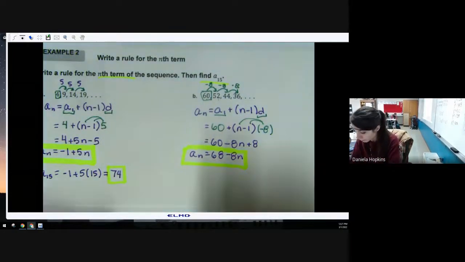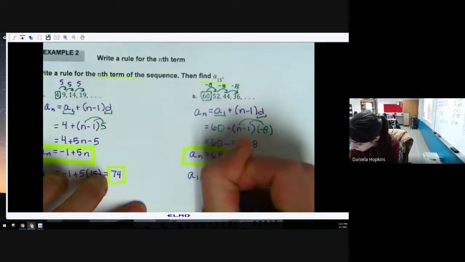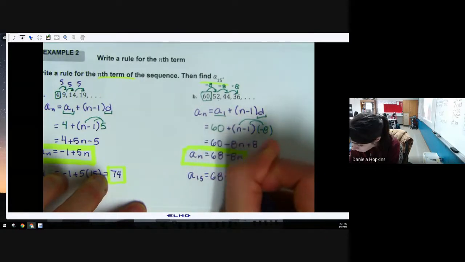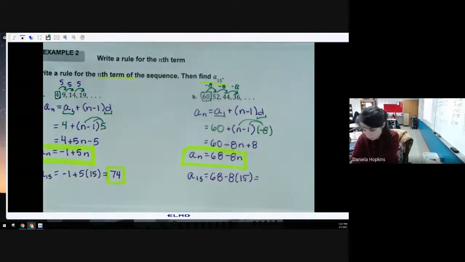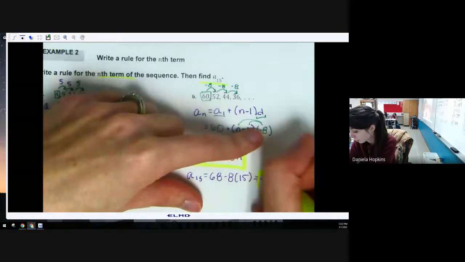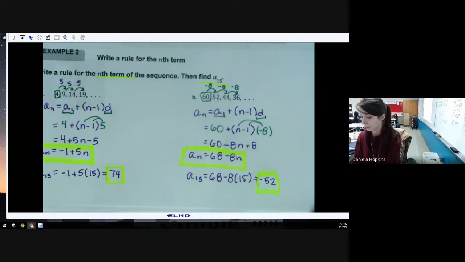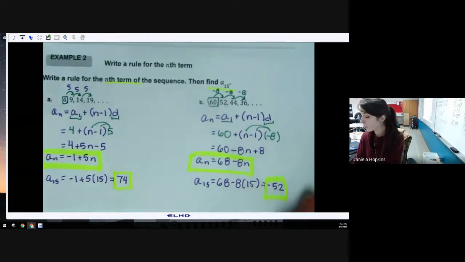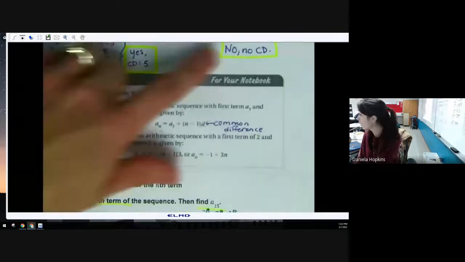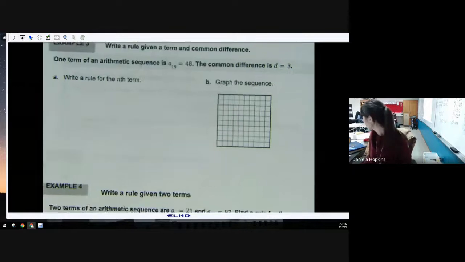So then let's find our a15, our 15th term. So it'd be 68 minus 8 times 15. And again, if you don't want to pull out your calculator just yet, you should get -52. Easy, right? Hopefully. Any questions about what we did there? Okay. So our next example, so that's finding the rule when I'm giving you a sequence. That's also just verifying if it is arithmetic or not. So we're going to skip example 3 for today. I want to come back to this one tomorrow.